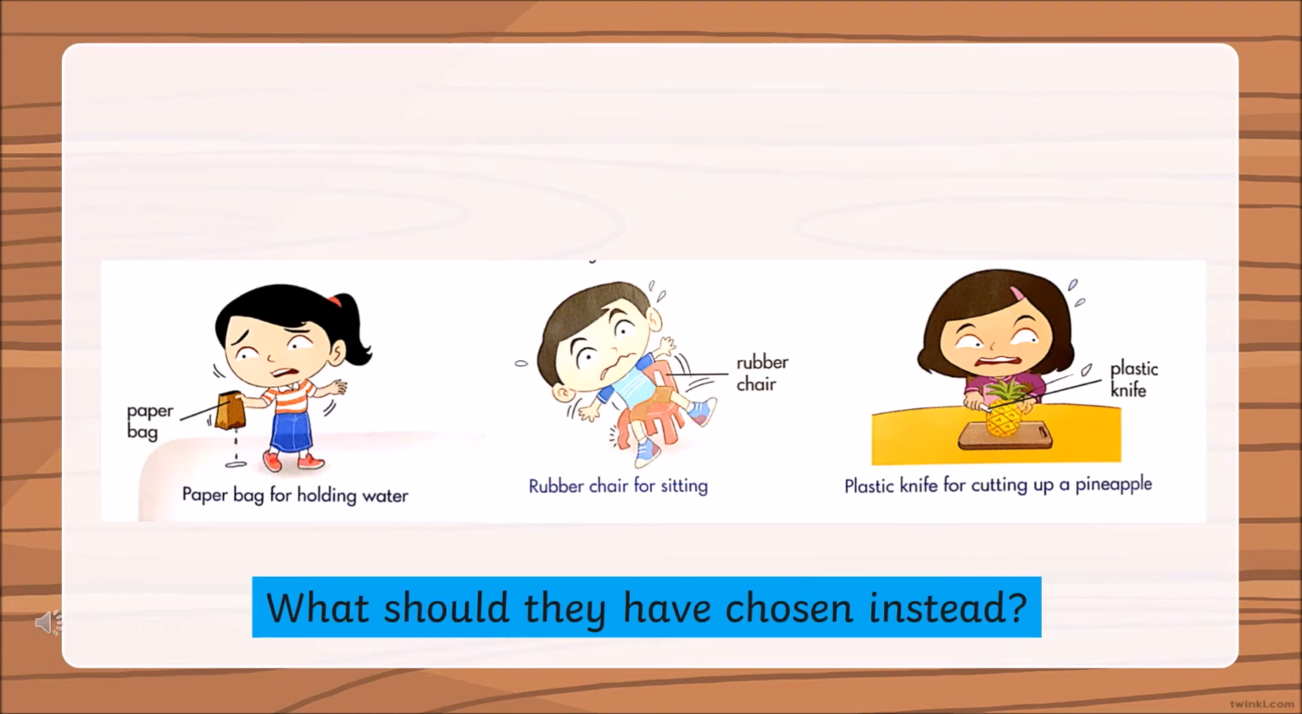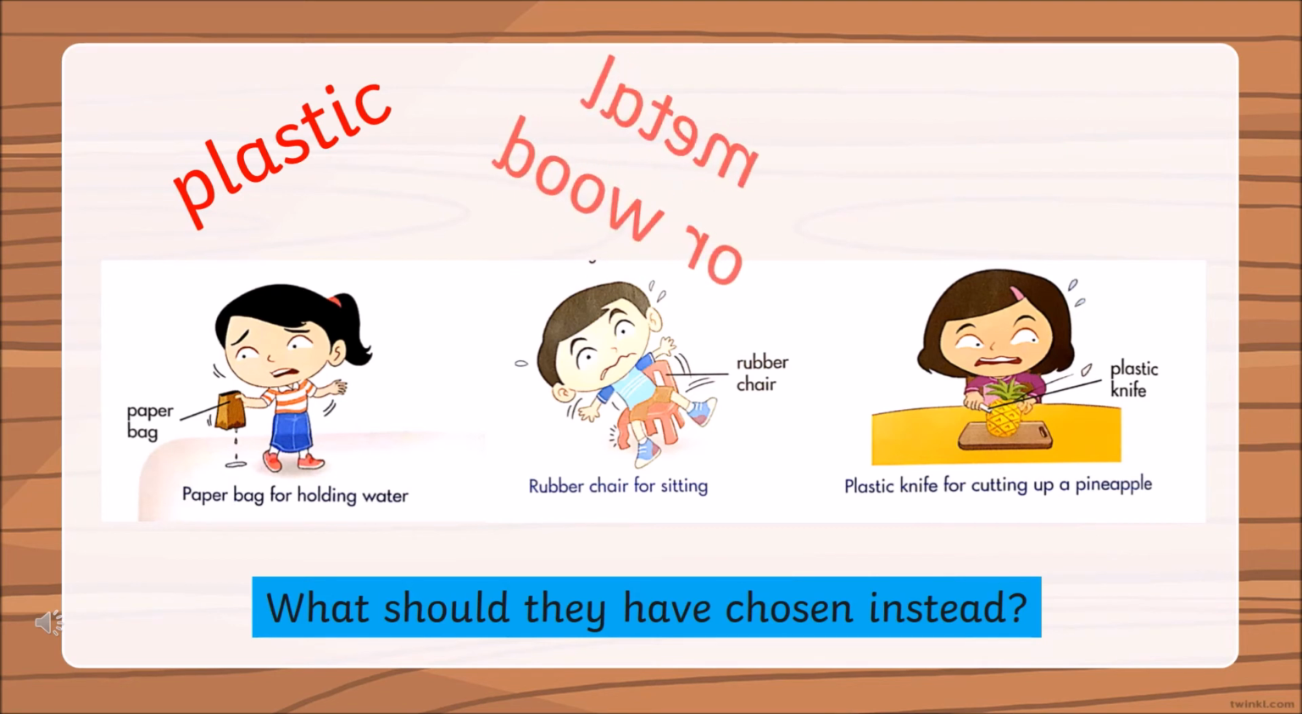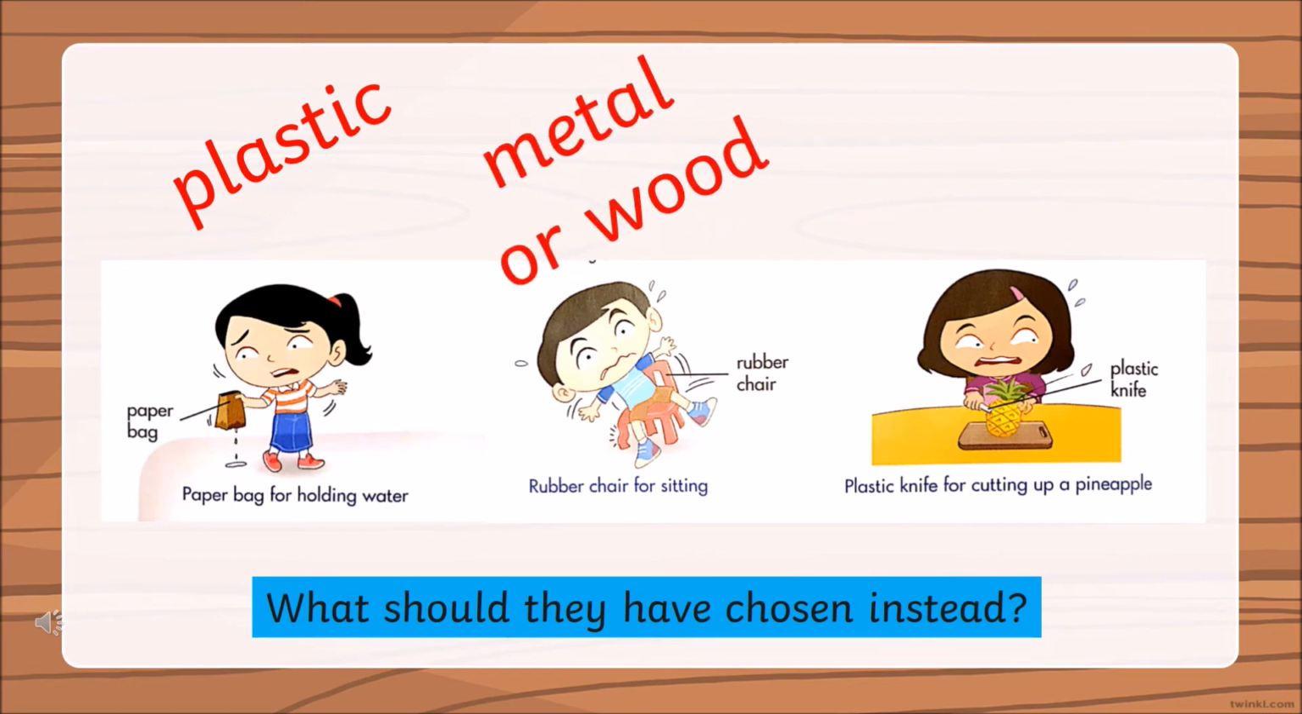To hold the water, I would have used plastic because plastic is waterproof. And for the wobbly rubber chair, I would have used metal or wood because they're both very strong. And then instead of the plastic knife and having things flying everywhere, I would have chosen metal because it's strong and very, very hard.